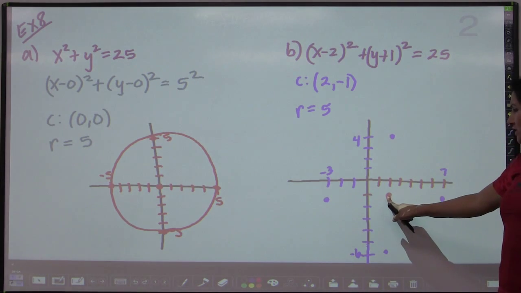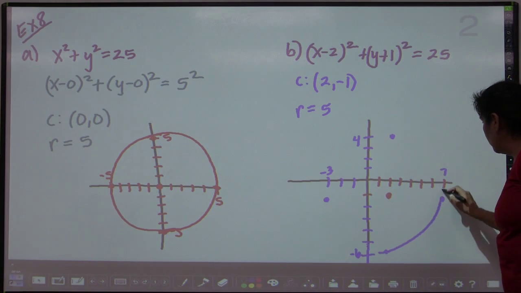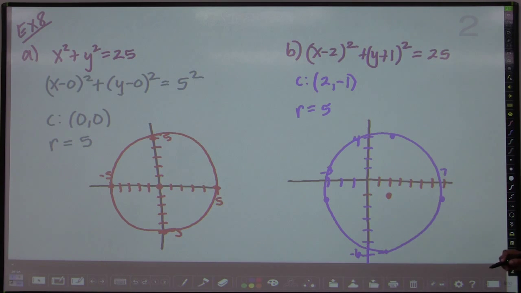And so now my center has changed. It's not at the middle. It's not the origin anymore. But, nice. That was better than the last one. And then you just draw your circle. It would help if you had a compass, but I'm not requiring you to have one, so there you go.